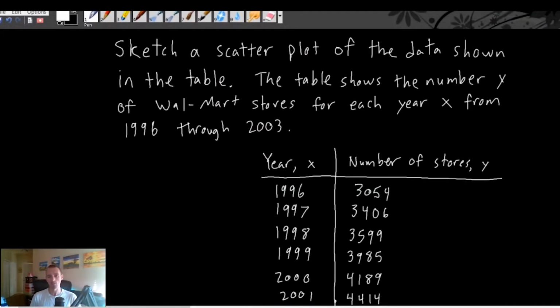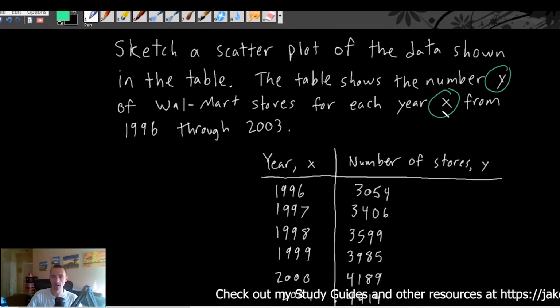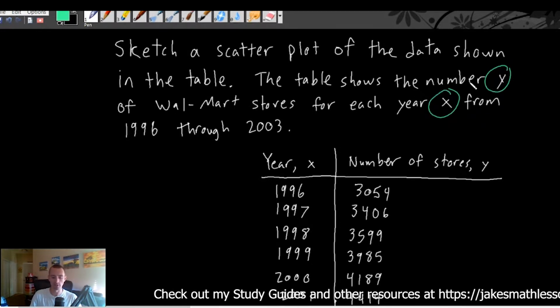We're going to sketch a scatter plot of the data shown in the table. The table shows the number Y of Walmart stores for each year X from 1996 through 2003. Basically what this problem is telling us is we have the number of stores, which is demonstrated by the variable Y, and then in the year X. So X is the year that we're looking at the data for.